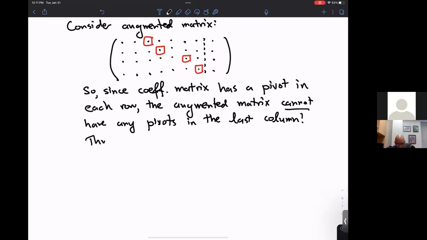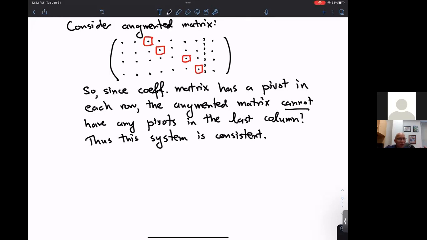Okay, so thus, this system is consistent. And how do I know that? I know that because of a theorem we talked about in class, that a system of equations is consistent if and only if the augmented matrix does not have a pivot in that last column. In this setup, we know that there cannot be a pivot in that last column. So this is a consistent system.